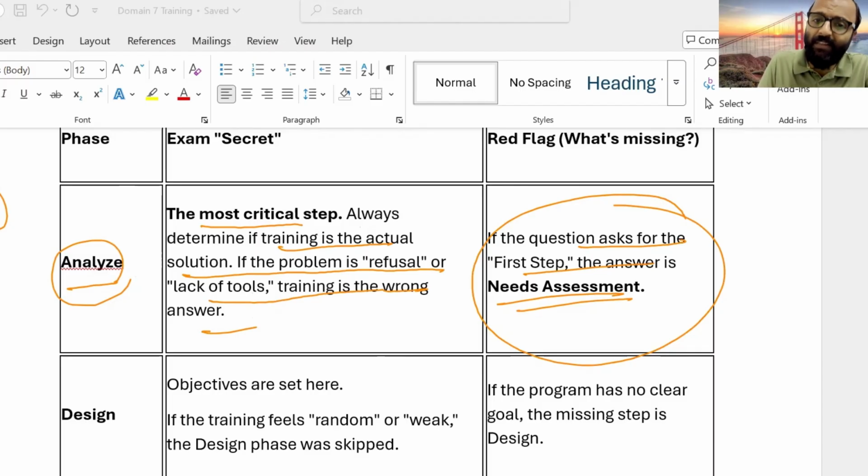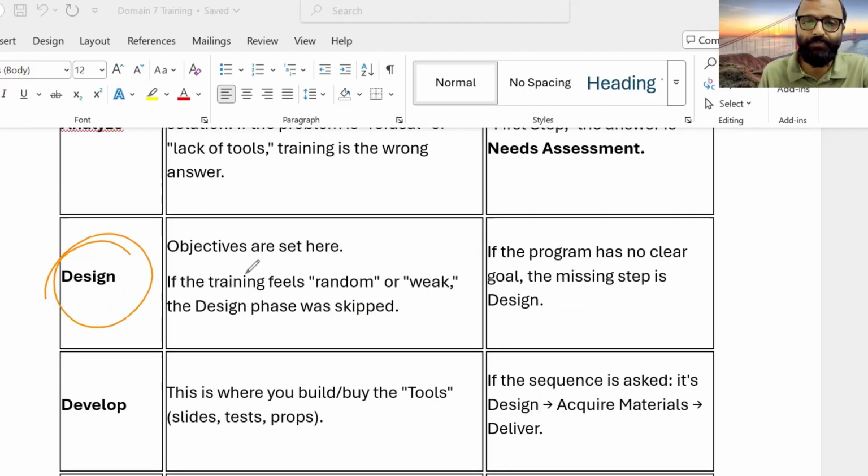If, after assessing the needs, you understood that training is required, then you go for designing the training course. Objectives are set here: what do you want to achieve through the training? If the training feels random or weak, or if participants feel tired or bored, then the design phase was skipped. If the program has no clear goal, the missing step is design.